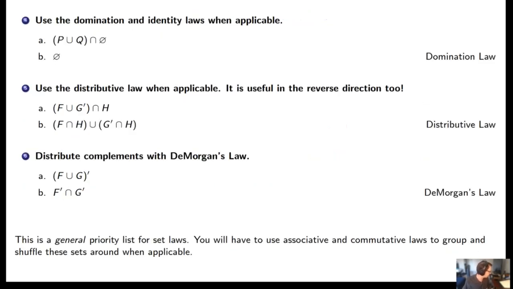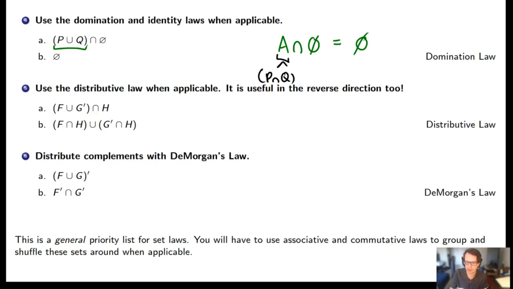There's three more. The domination law is a very powerful tool, like I said before, and these can be used with more complex sets too. So we saw things like A intersection the empty set gives you the empty set. But this can be complex. So this can stand for something like P intersection Q. So when you see just A, it can stand for something in brackets. So keep that in mind. I don't know if there's too many cases in this course where you'll see that, but there might be one or two.